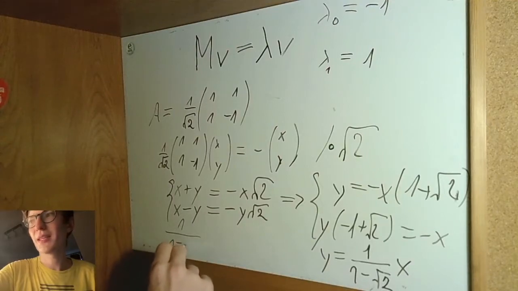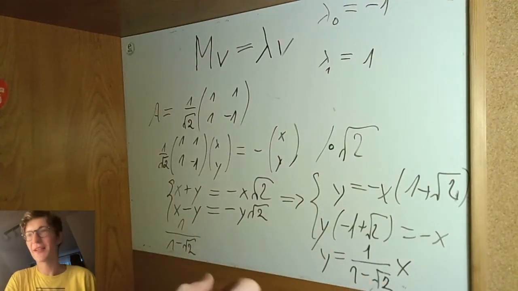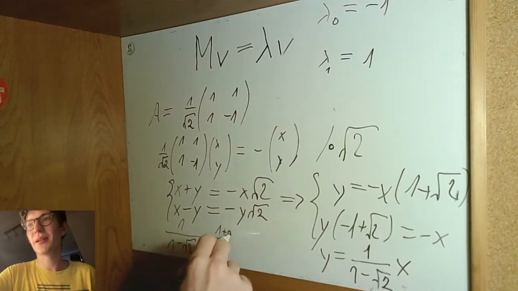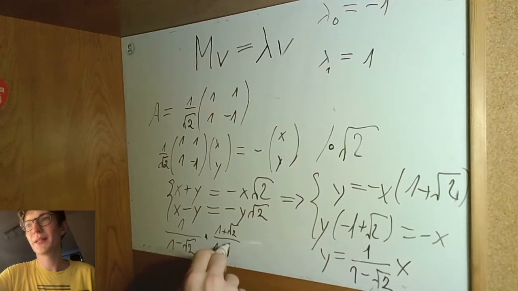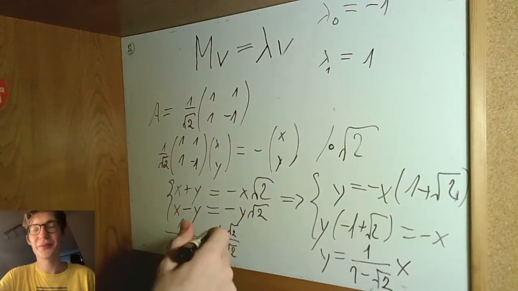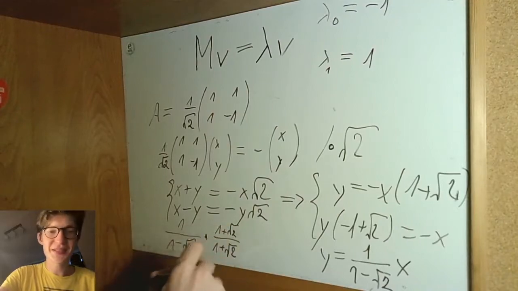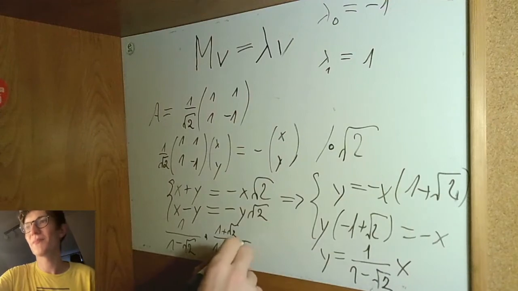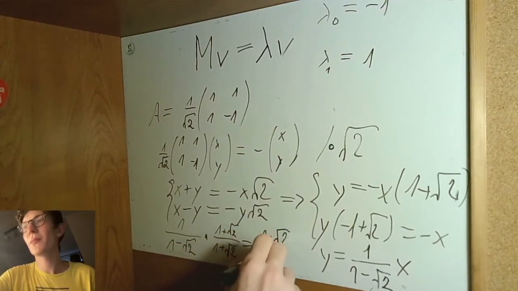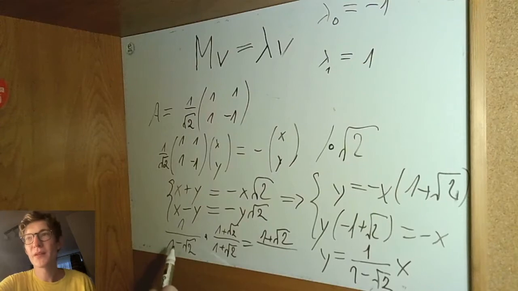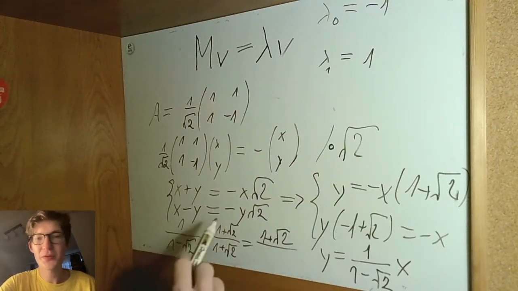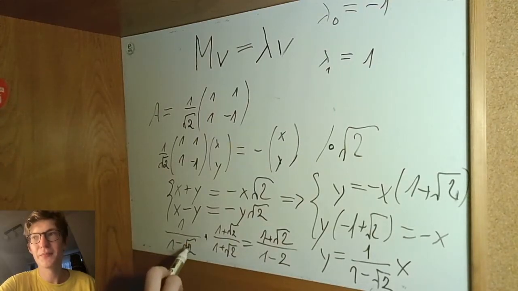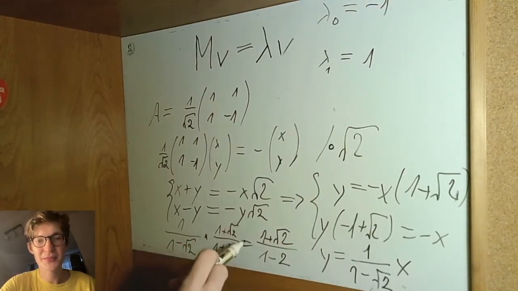What might not be clear at first glance is that when we multiply this number by 1 plus square root of 2 over 1 plus square root of 2, which is 1, because both numbers are the same, we get 1 over 1 plus square root of 2 over some difference of squares. It's 1 minus 2, because 1 squared minus square root of 2 squared, which is 2.